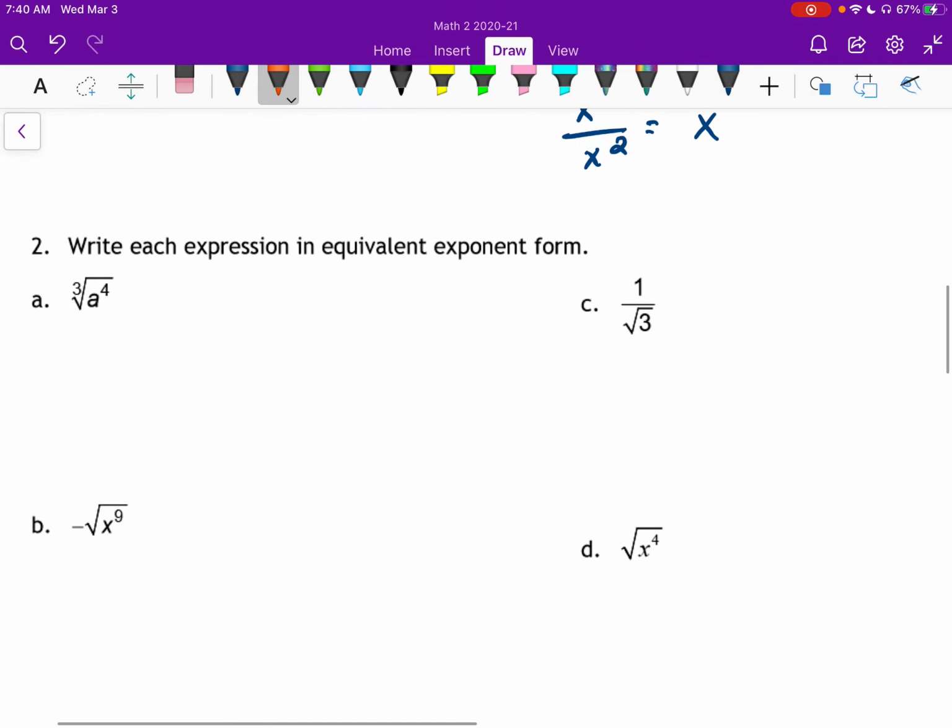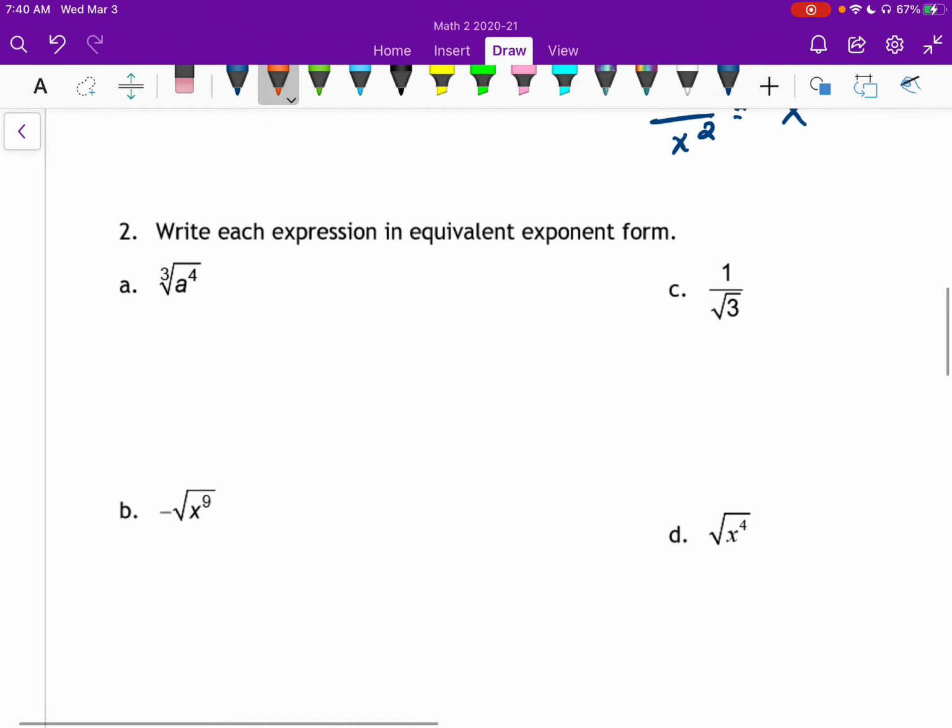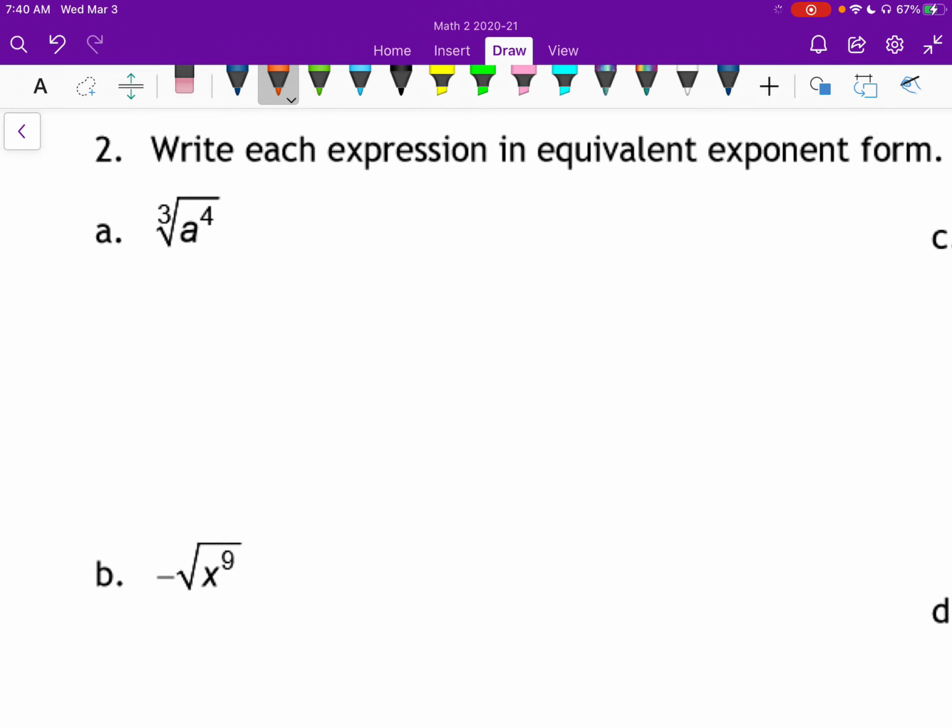Moving on. Number 2, write each expression in equivalent exponent form. So I'm going to take my root here, and I'm going to put it in the exponent. So that's going to be a to the 4 over 3, right? The exponent stays in the numerator, and the radical goes to the denominator.